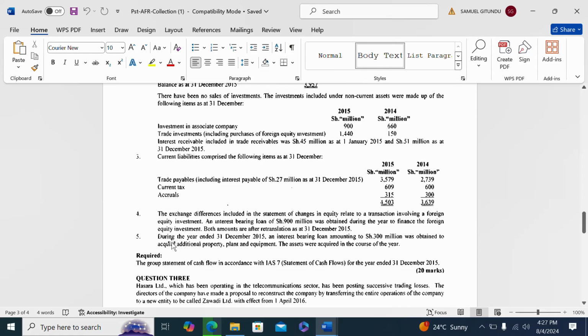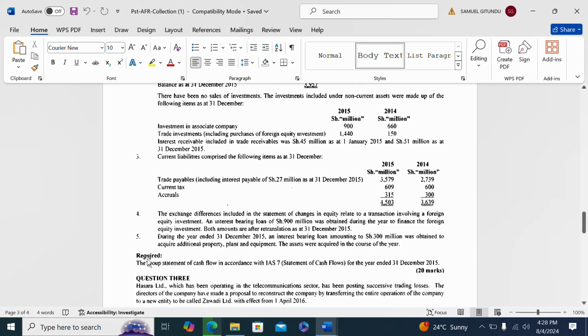And then the final additional information. During the year ended 31st December 2015, an interest-bearing loan amounting to shillings 300 million was obtained to acquire additional property, plant and equipment. The assets were acquired in the course of the year.